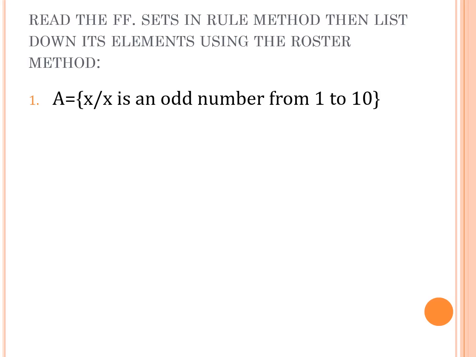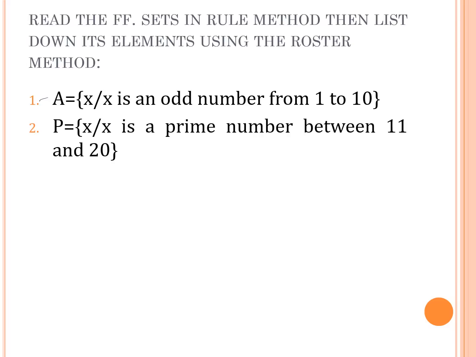Using the rule method, let us list down the elements using the roster method. Okay, let us answer this first before we continue. For number one, again, that is read as set A is the set of all x such that x is an odd number from 1 to 10. What are the odd numbers from 1 to 10?